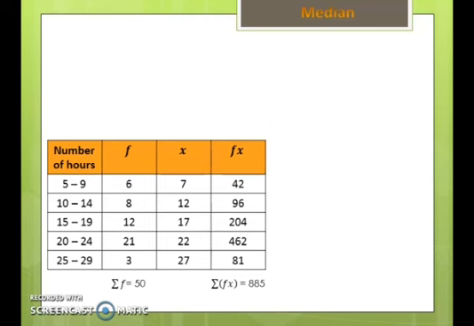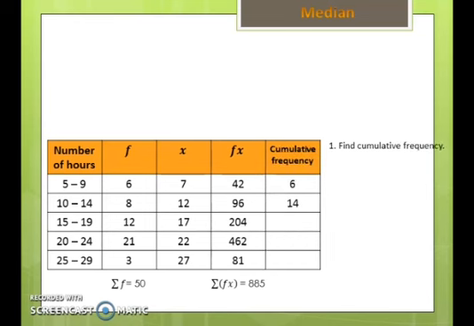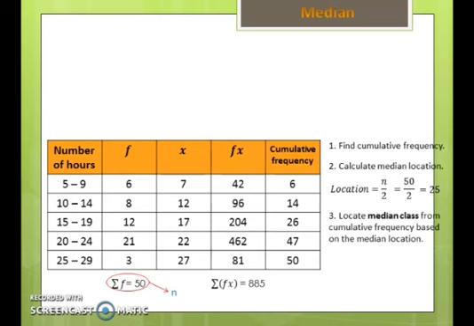Now let's look at how to find median. To find median for group data, first find cumulative frequency. Next, calculate median location. Median location is given by n divided by 2, where n is total frequency. Here, median location is equal to 25. After that, locate median class from cumulative frequency based on the median location.